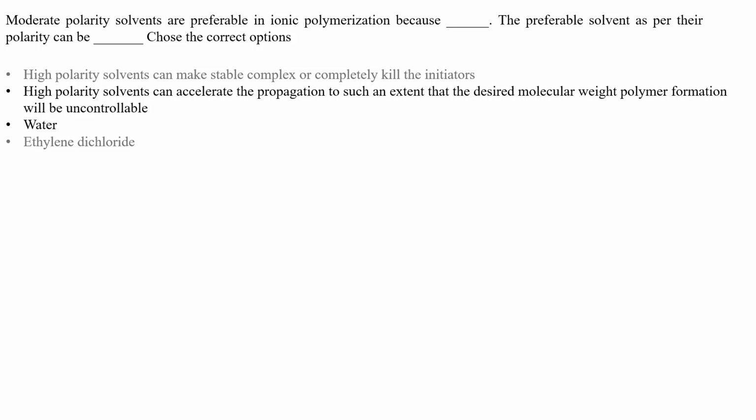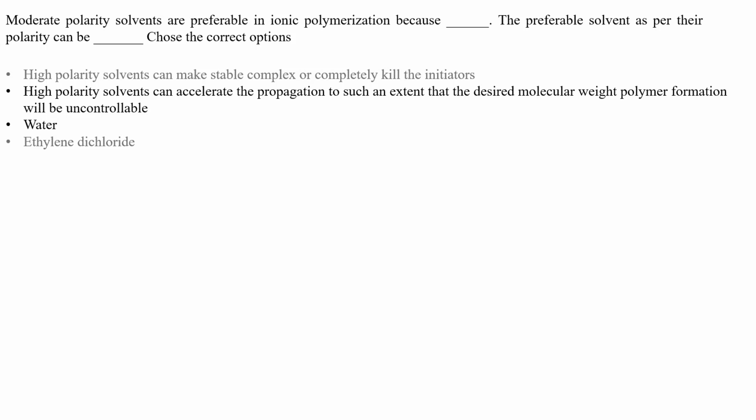Since the polarity difference is very high, because of the initiator having high polarity and the propagating material having somewhat moderate polarity, that kind of instability can cause the high polarity solvents to make a stable complex, or it will completely shut down the initiator. So that's why high polarity solvents can make stable complexes or completely kill the initiators. And that's the exact reason why moderate polarity solvents are preferred in the ionic polymerization process.